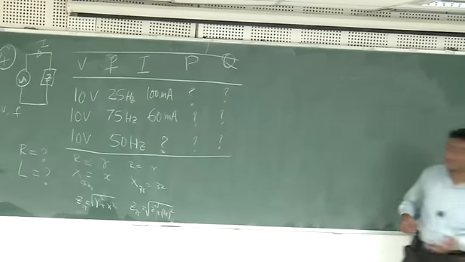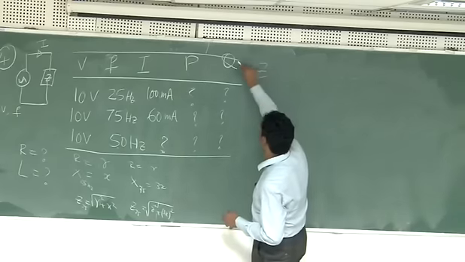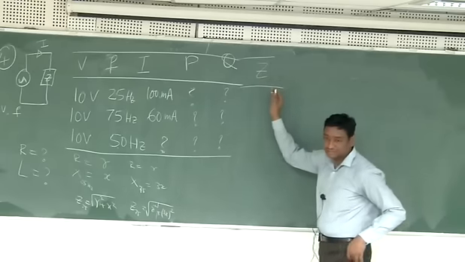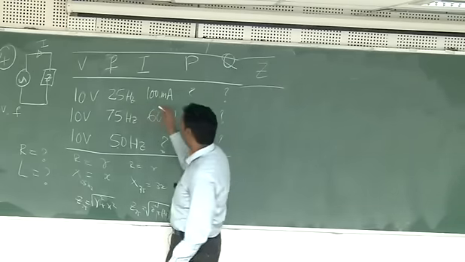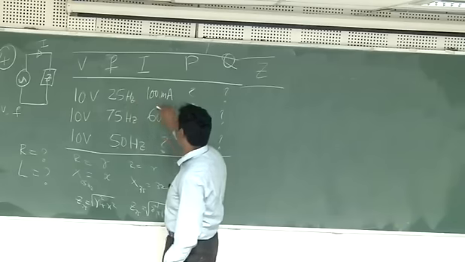Okay, so let me quickly solve this. First question is, what is your impedance? Impedance is V by I, so 10 by 100 milliamperes.